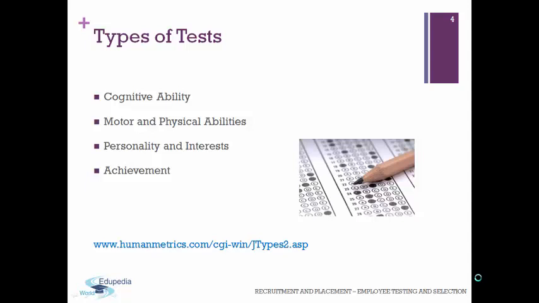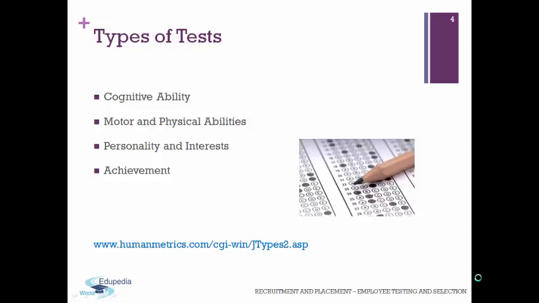So there are also measures of specific mental abilities, and these tests are usually called aptitude tests by psychologists, right? And most of you who would have completed your college degrees, on the day of your campus interviews, most companies would have given you an aptitude test, and that is also one of the forms of selection.